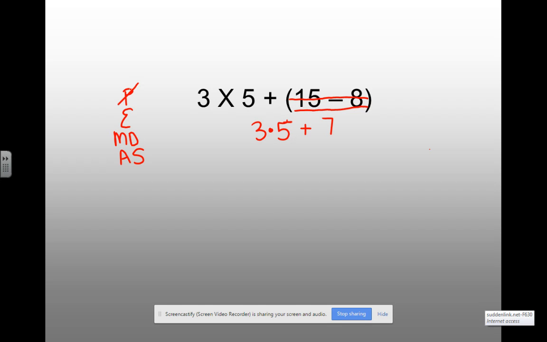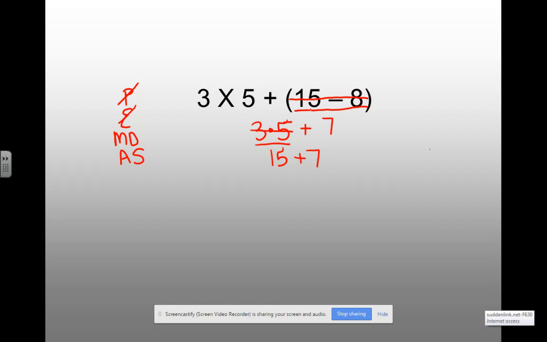So I'm going to mark out my P because I've completed my parentheses. In this problem, there are no exponents, so we can mark out my exponents. I have multiplication or division. I need to look left to right in the problem, and I do have multiplication. 3 times 5 is 15. And I'm going to mark it out because I'm done with the 3 times 5 and bring everything else down.